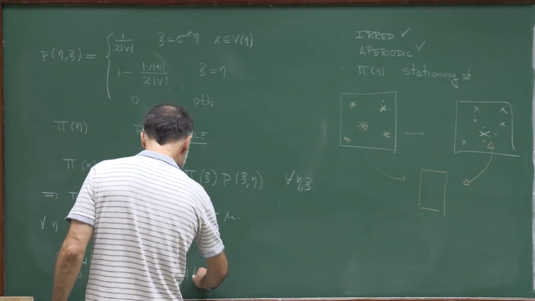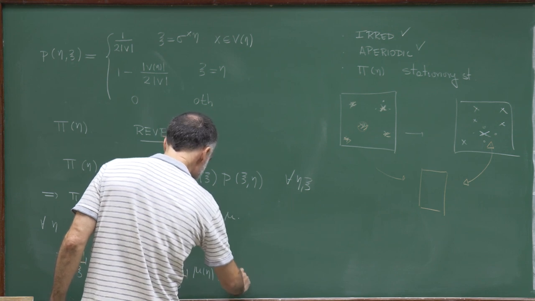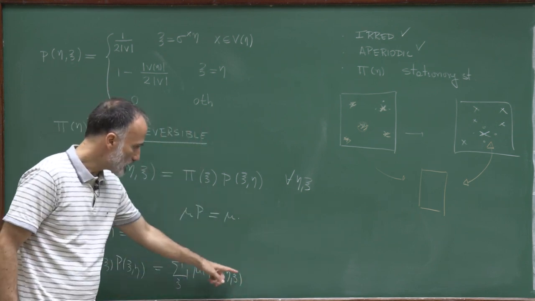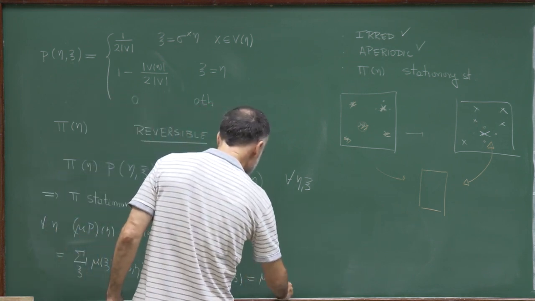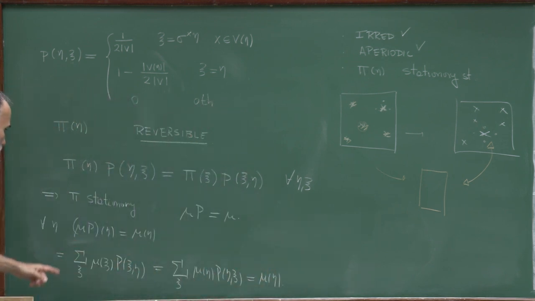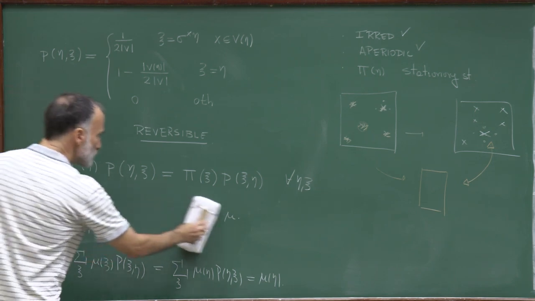So this is equal to the sum over psi of mu of eta p of eta psi. Now by summing over psi, I get 1. So this is equal to mu of eta. And this is exactly what I wanted to prove, right? I proved that mu p of eta is equal to mu of eta for all eta. So indeed, these conditions are stronger than stationarity. They imply stationarity. So this is the first claim.